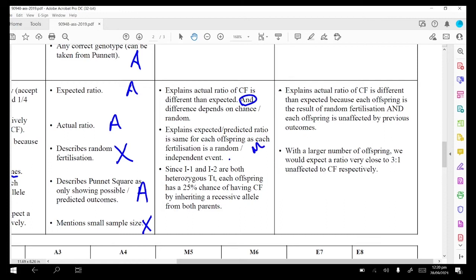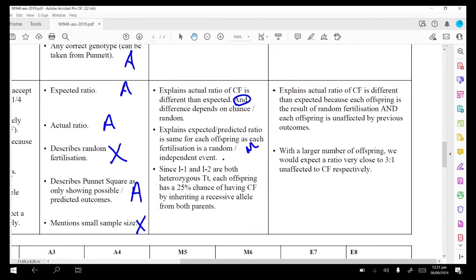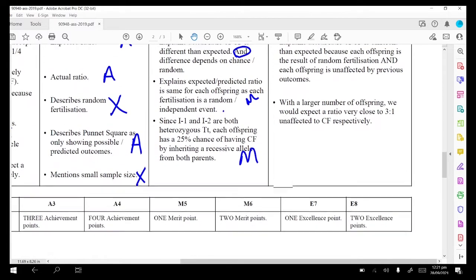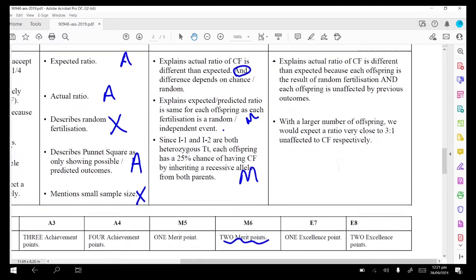Since individual 1 and 2 are both heterozygous, each offspring has a 25% chance of having cystic fibrosis by inheriting a recessive allele from both parents. I don't think we actually said that in so many words, but we obviously implied that. So I'm not going to do that great in this one. If I was really lucky, the marker could give me an M there. But the most I would probably get here is an M6.